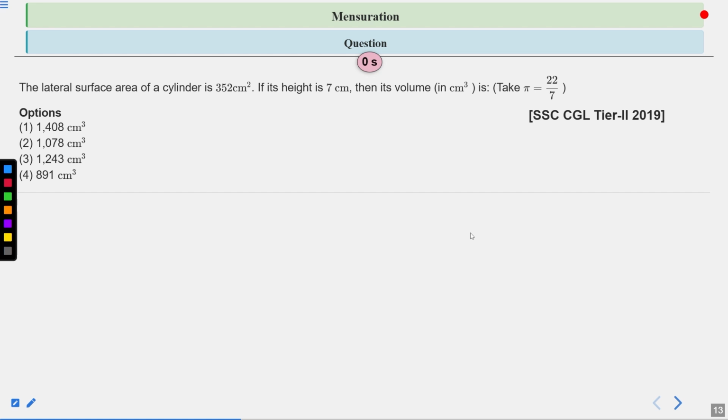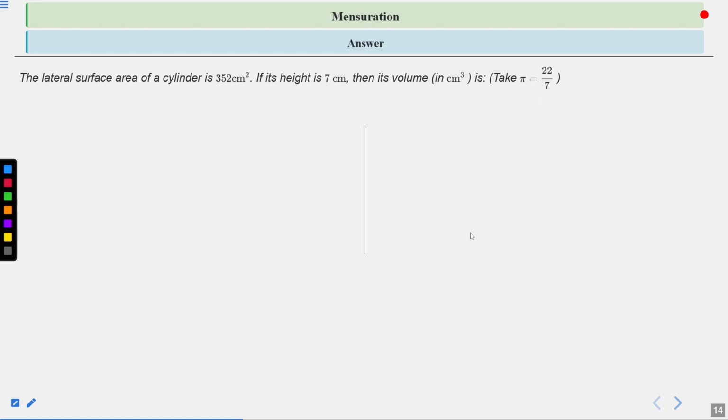Now time's up. Let's see the solution of this question. The lateral surface area of a cylinder is given, and we know the formula is 2 pi rh, where h is given, which is 7 centimeter. So first we calculate 2 pi rh using the formula. We need to calculate the radius. Then we can calculate the volume of the cylinder, which is pi r square h. So the correct answer of this question is the first one, which is 1408 cubic centimeter.